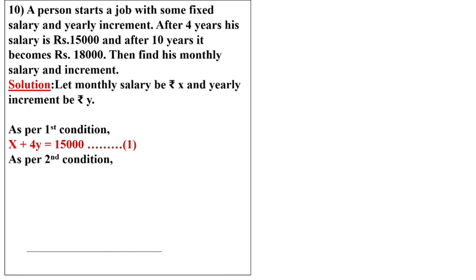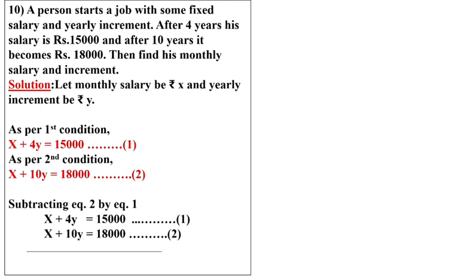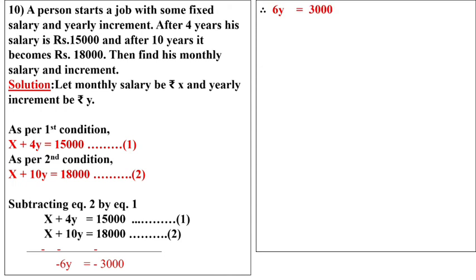As per the second condition, his monthly salary is x and 10y, so x + 10y = 18,000. Now subtracting equation 1 from equation 2, if we are subtracting, the sign will be changed. x will cancel. 10 minus 4 is 6y equal to 18 minus 15 is 3,000. So 6y = 3,000. It means y = 3,000 divided by 6. 6 ones are 6, 6 fives are 30 and 2 zeros are there. So here the y value is 500.